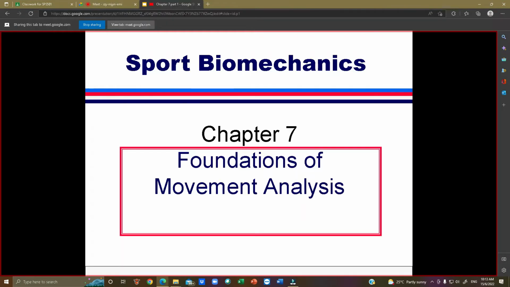Alright, so today we are going to discuss the foundation of movement analysis. In other words, these are some examples of points of view from where we can observe performance, from where we can observe movement analysis, kinetics and so on. This is some sort of example. Okay, we can view performance or movement based on these different angles.